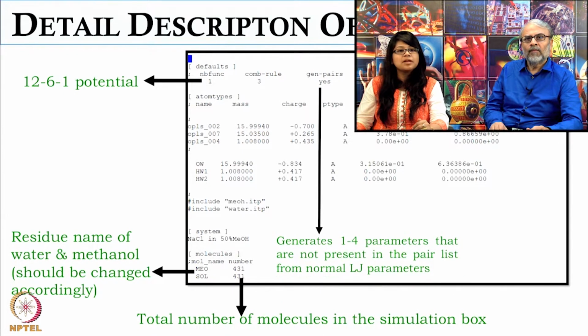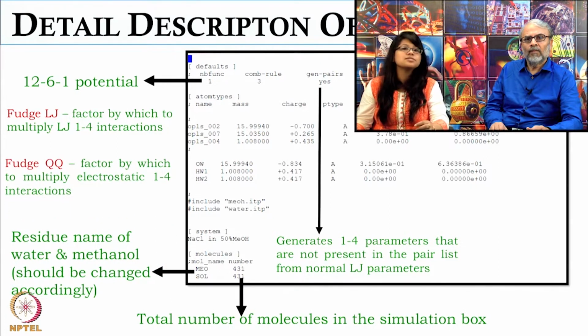So I have already told that it will generate 1,4 interactions, and then fudgeLJ and fudgeQQ are for LJ 1,4 interactions and for electrostatic interactions.